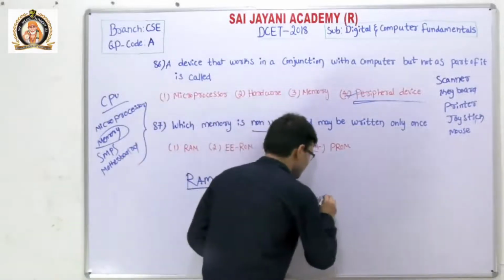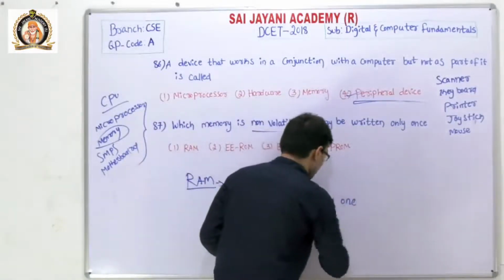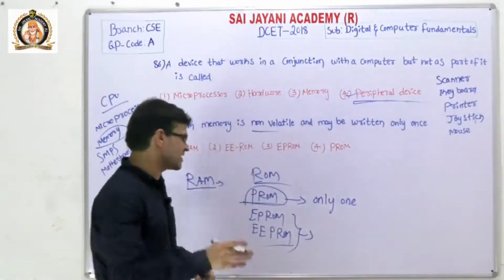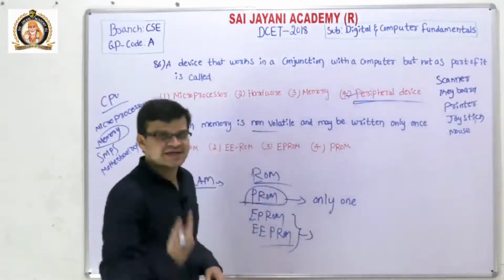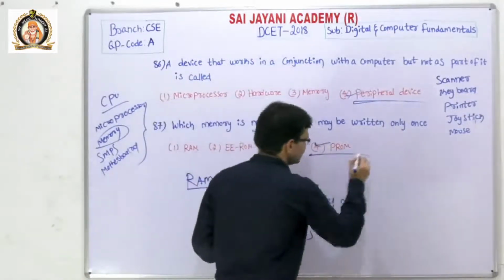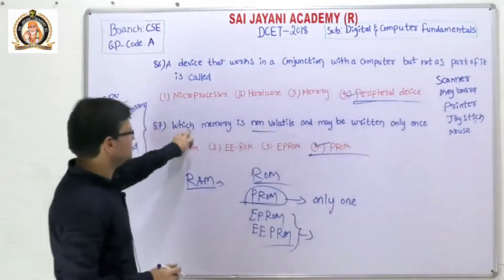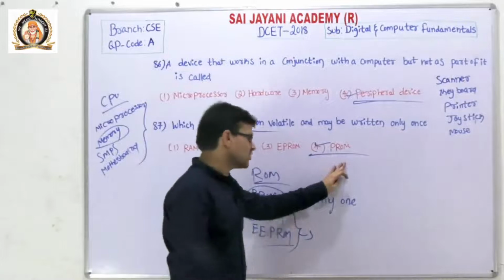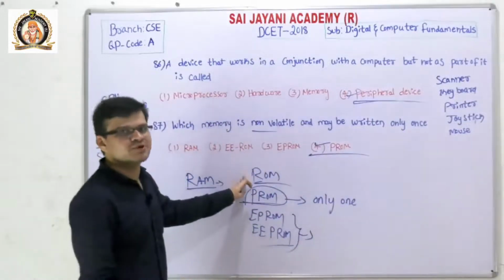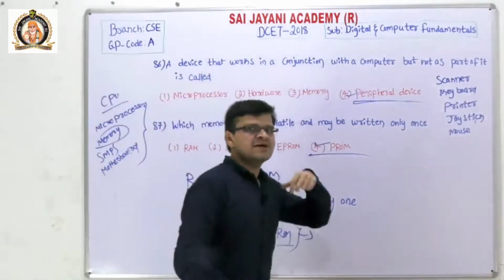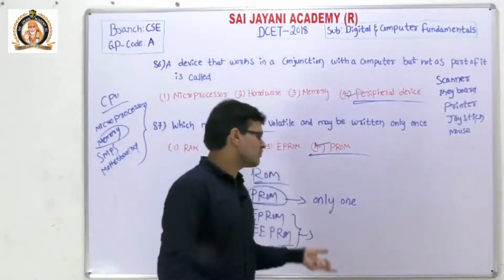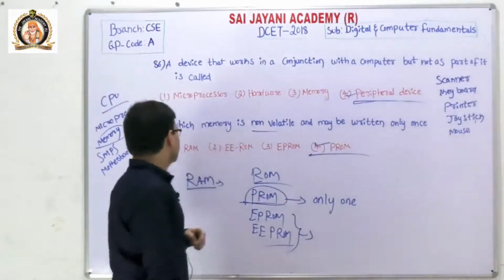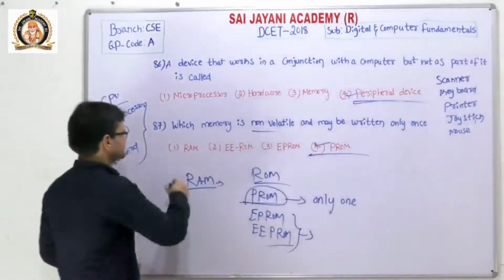If you write or modify a program or data in PROM, then it cannot be reprogrammed a second time. So PROM is the right option for question number 87. Which memory is non-volatile? PROM is non-volatile, because all ROMs are non-volatile memory. Why? Because without the help of a power supply, they can store their contents. And RAM is a volatile memory, so this is not the right option.